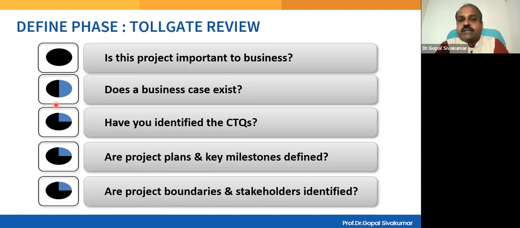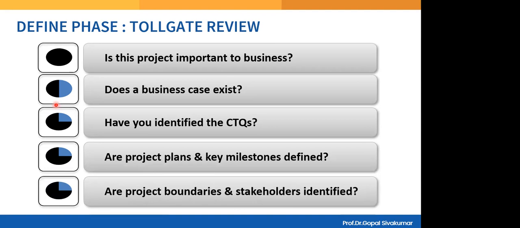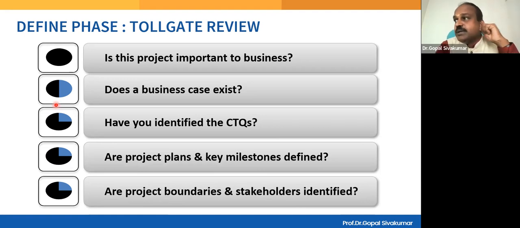And project boundaries and stakeholders identified. You will be able to understand the project boundary and the stakeholders only if you identify the process which is responsible for the failure. If you don't even know which process is responsible for the failure, then all the stakeholders and boundaries will only be assumptions, not reality, right? And that is why we use the tool called SIPOC, right? So these are the questions you should be able to answer at the end of the define phase.